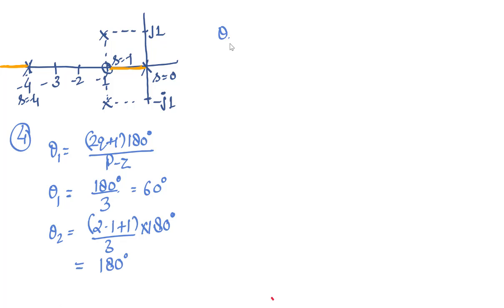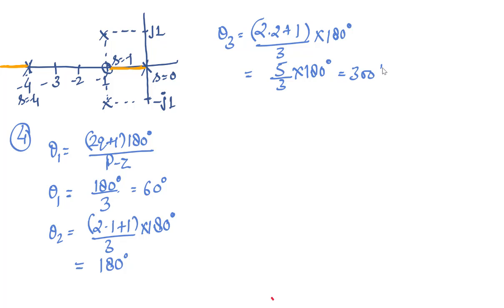Similarly, theta 3 would be, we will place the value of q as 2. So this will become 2 into 2 plus 1 divided by 3 into 180, right? 2 2s are 4 plus 1, 5 by 3 into 180 degree. So this will become 300 degree, right? So we have calculated the three angles, theta 1, theta 2 and theta 3.